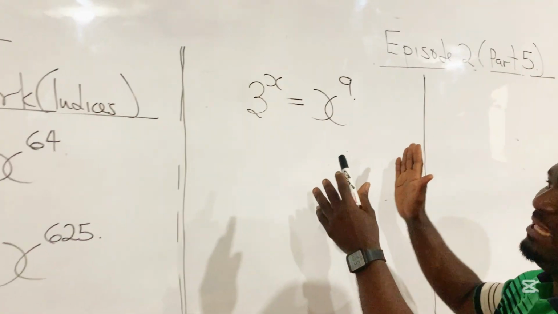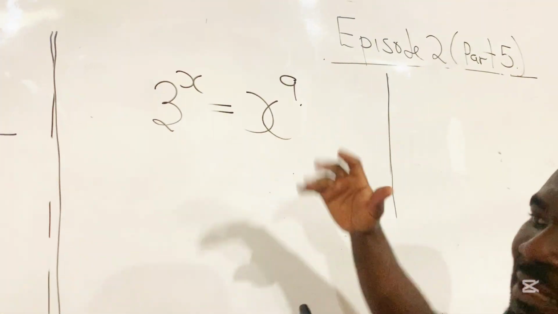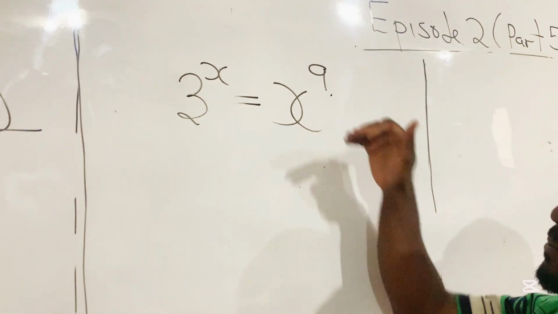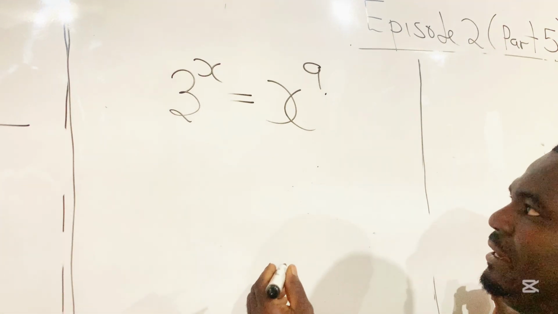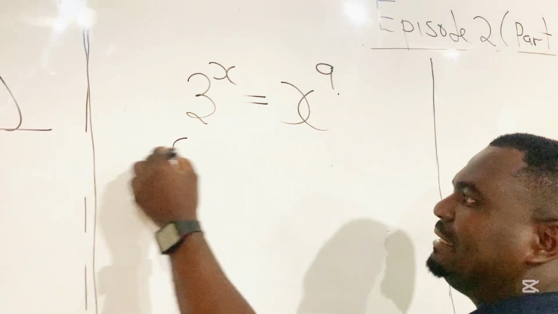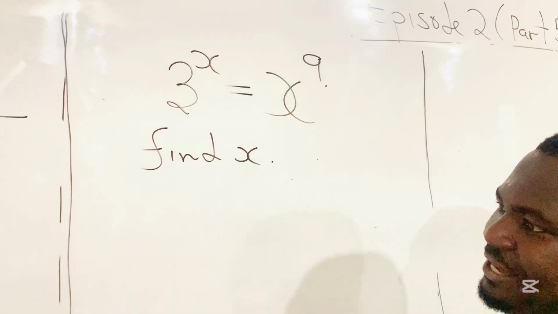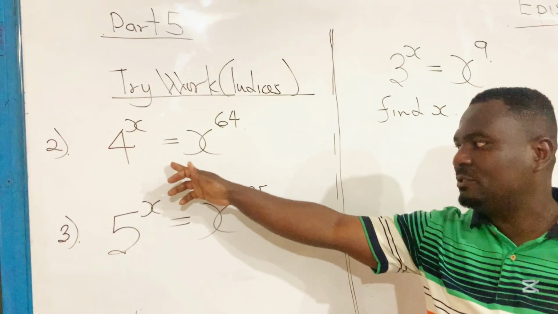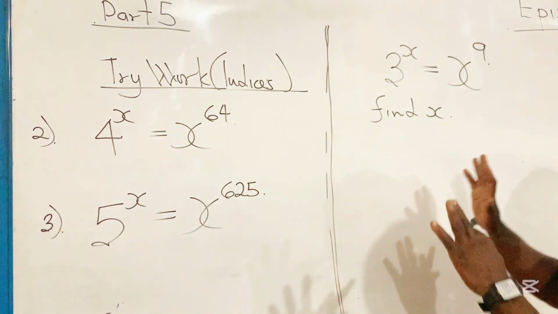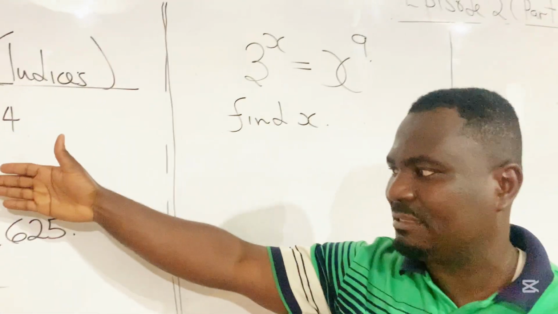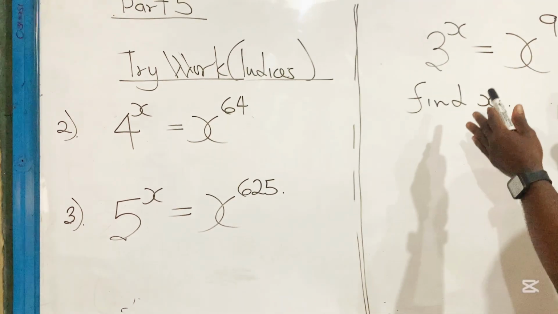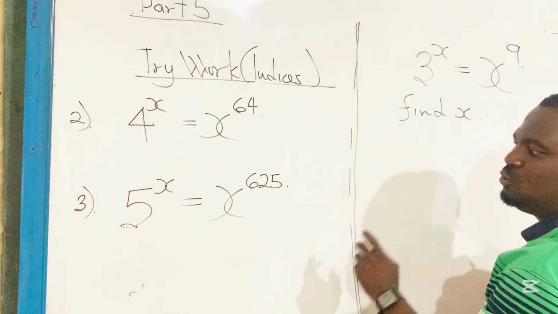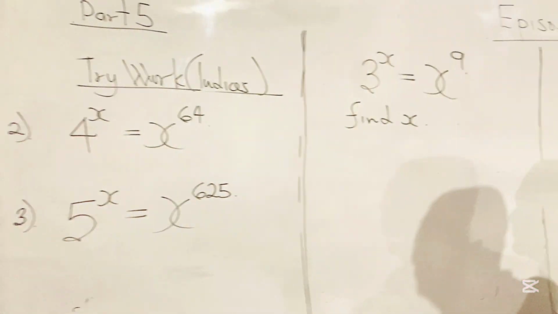The idea of this is exponential equation higher cases, where you are going to be given 3 exponent x equal to x exponent 9, and you are asked to find x. Please mind you, this case is the same as question 2 and that of question 3. So you are going to use the idea of this in solving this. So you pay attention to this question so that you can get the idea in solving this question 2 and this question 5.